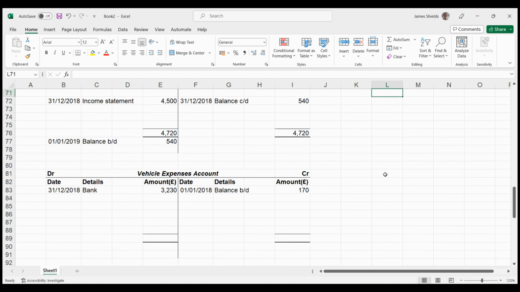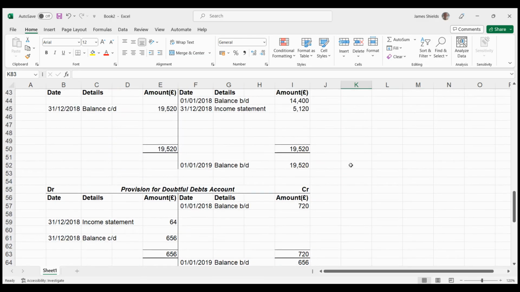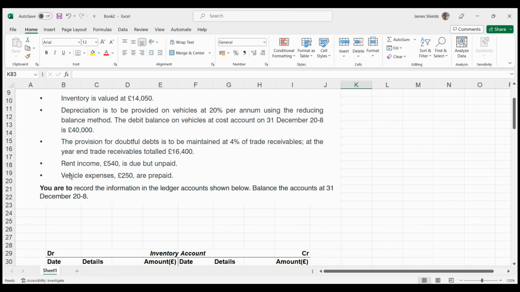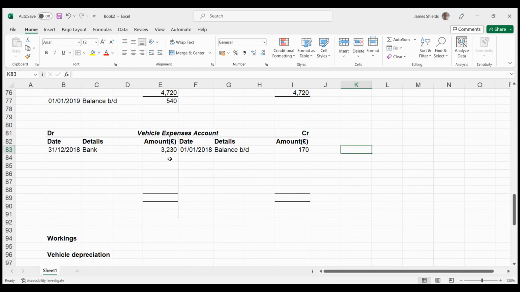Now we've got the vehicle expenses account. Again, we've got some information. The debit side, it says on a bank account throughout the year, they paid on vehicle expenses £3,230. At the beginning of the year, they owed from last year £170. Right, let's see what's in the question. The last point, vehicle expenses, £250 are prepaid. So it's £250 prepaid. So it's been paid in advance. It means it relates to next year. So the amount we paid is in there. If it's prepaid, it's going to be on the opposite side.